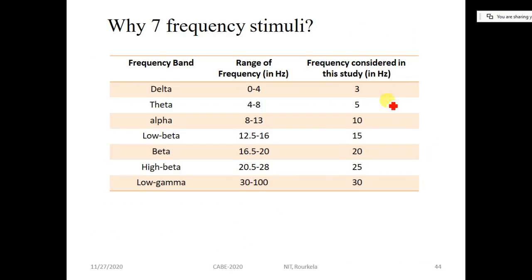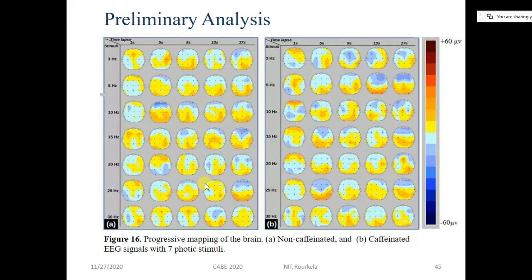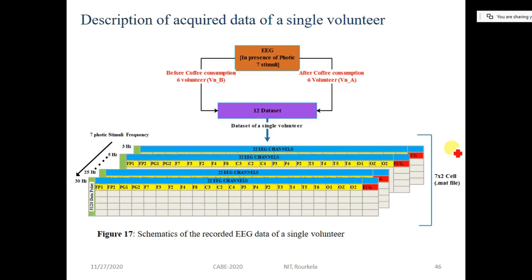From here we selected 7 representative frequencies. Why? Because these 7 frequencies represent the frequency bands of the different EEG components: delta, theta, alpha, low beta, beta, high beta, and low gamma. From a preliminary analysis of the brain mapping, we found that there are some changes before and after the consumption of coffee, but we cannot get a quantitative approach from here. So what we did, we saved the data in this format. For each of the volunteers, we got the data in this format, and they were saved in this fashion.